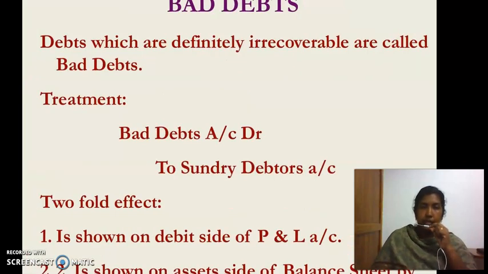The next item is bad debts. Bad debts means debts which are definitely irrecoverable. The accounting treatment is bad debts account debit to sundry debtors account. This adjustment has a twofold effect. The first one is shown on the debit side of the profit and loss account. The second one is shown on the asset side of the balance sheet.